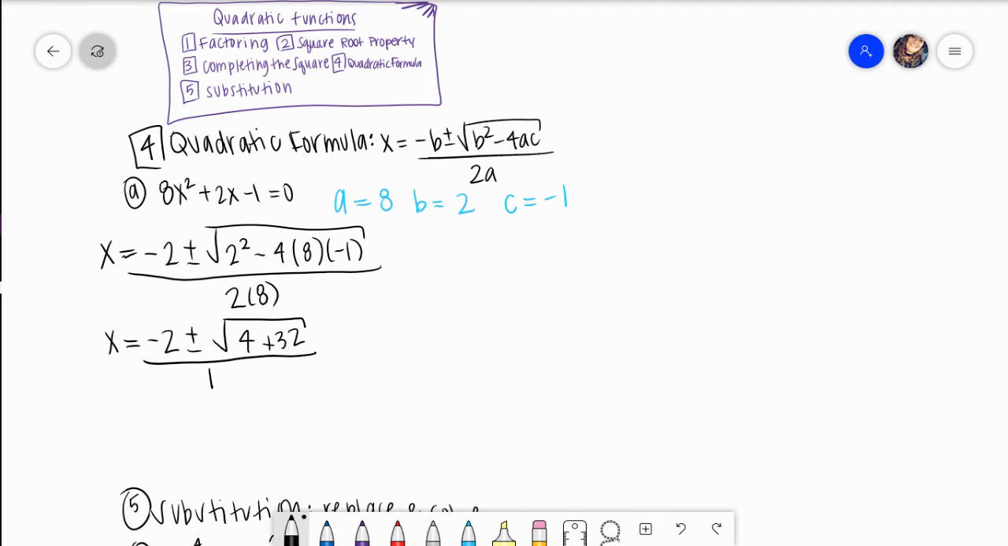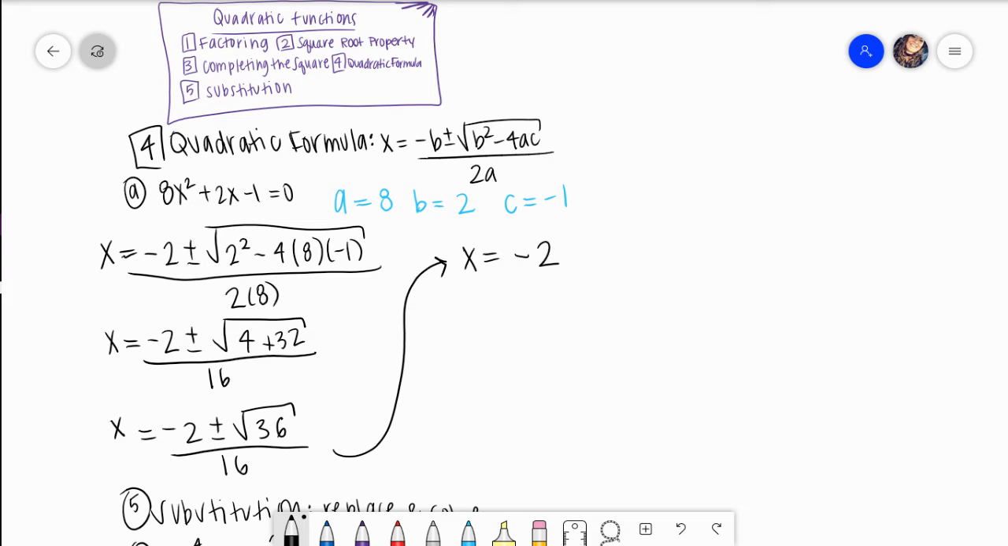It's all over 16. And then we have x equals negative 2 plus or minus the square root of 36 over 16. So we have x equals negative 2 plus or minus 6 over 16. Okay, so here you can't necessarily look at it and be like, oh, I can reduce. You don't do that here.